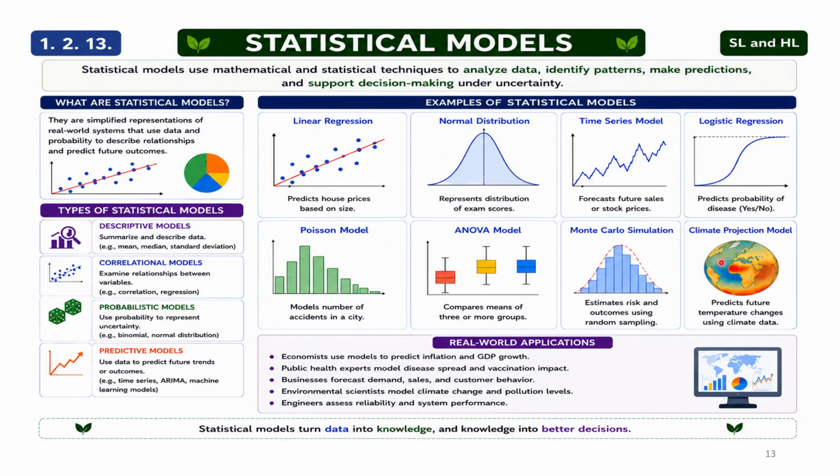Environmental scientists frequently use statistical models to study pollution levels, biodiversity loss, and climate change impacts. The key idea is that statistical models transform large amounts of environmental data into meaningful information, allowing scientists and policymakers to make evidence-based decisions for sustainability and resource management.